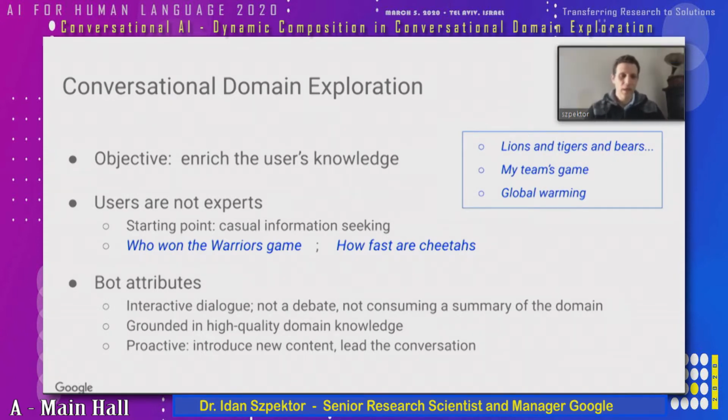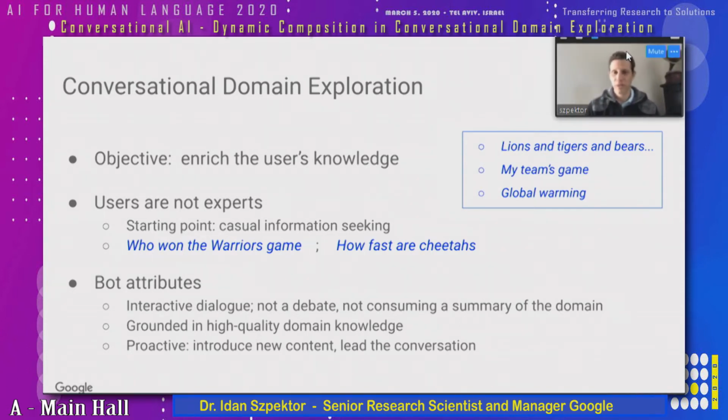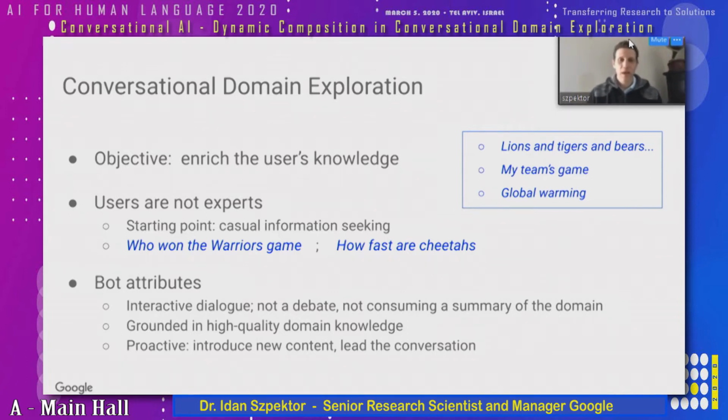The other thing is the bot has to be grounded in high quality knowledge, because that's why the user comes to talk with that bot. It has information the user doesn't, wants to learn new things. And that also means that a lot of the times users don't even know what to ask. They might know the entry point, like how fast are cheetahs, but maybe they don't know other things about cheetahs. They don't even know what's interesting about cheetahs. And here the bot has to be proactive and both introduce maybe new content the user might be interested in, and also lead the conversation to new areas in the domain. Maybe another team, maybe another animal, things like that.